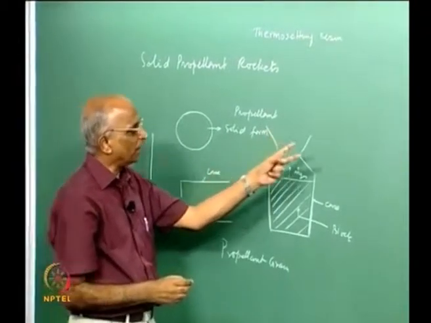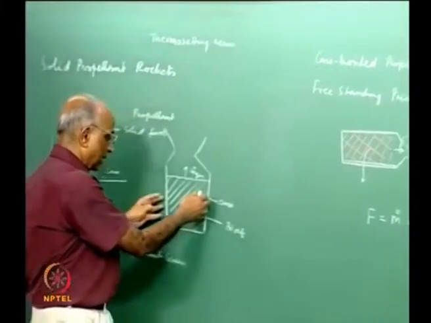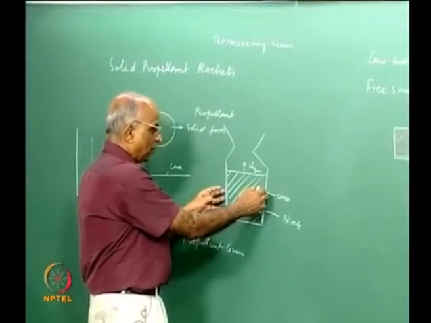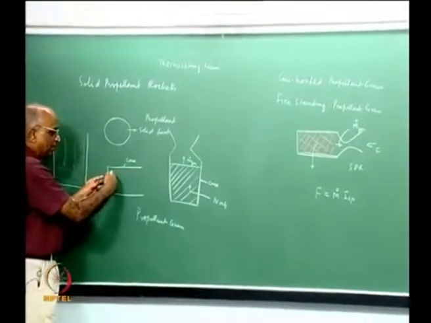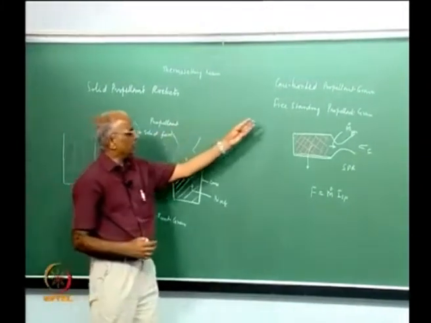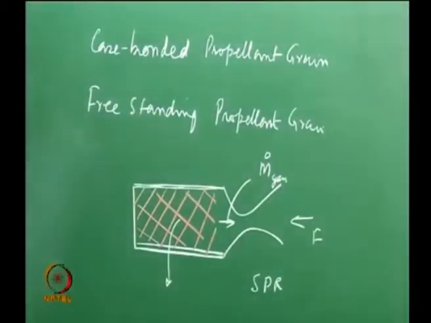These propellant grains could either be directly bonded in a case or the hardware of a rocket, or it could be made elsewhere and just shoved inside the case, in which case it is known as freestanding. The other one is known as case bonded. I think this is all about the terminologies.